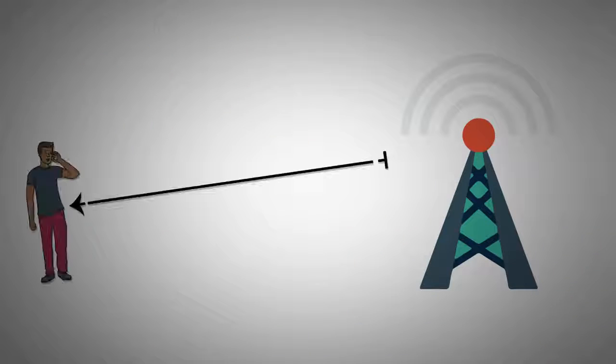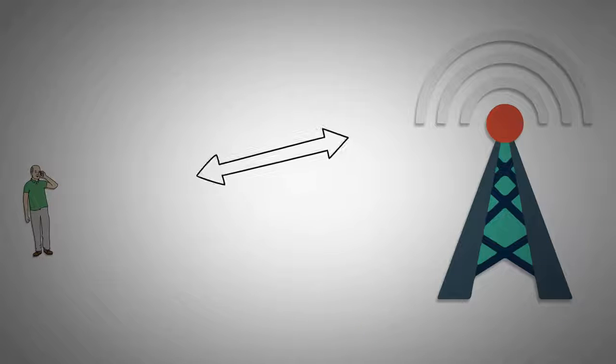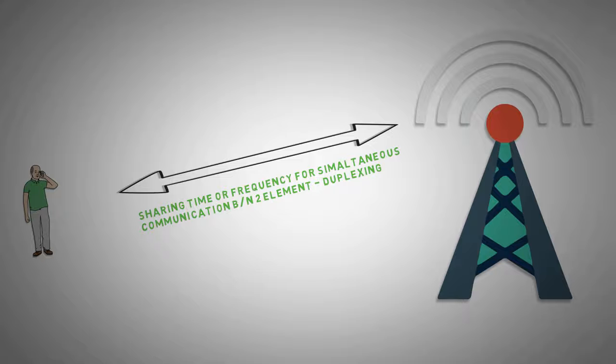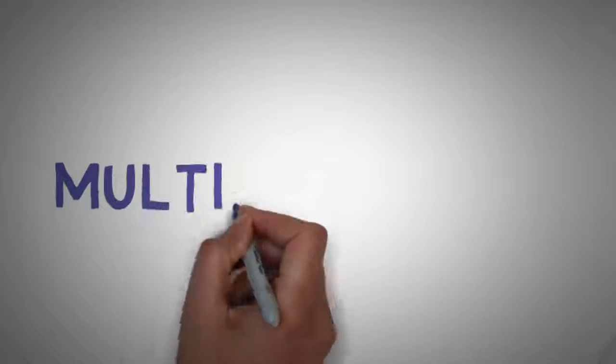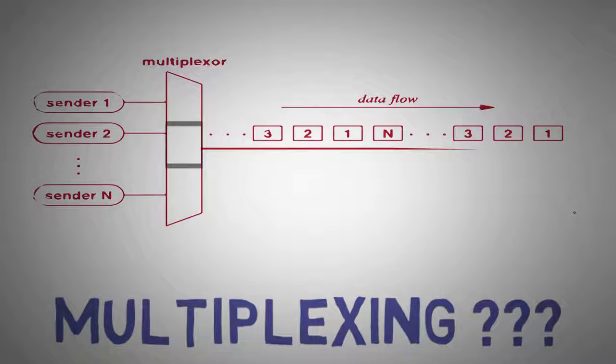Today we will show how multiple users access network using multiplexing. In the last video we have shown how two signals were combined over a common pathway in duplexing. So, what exactly is multiplexing? Multiplexing is the process of combining multiple signals and transmitting them over a common channel.